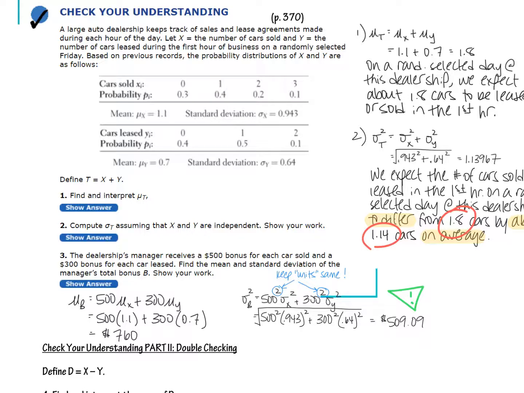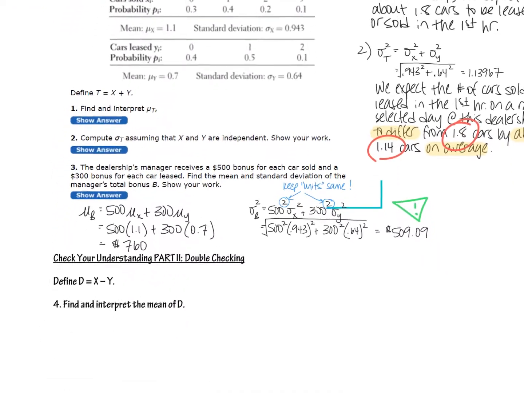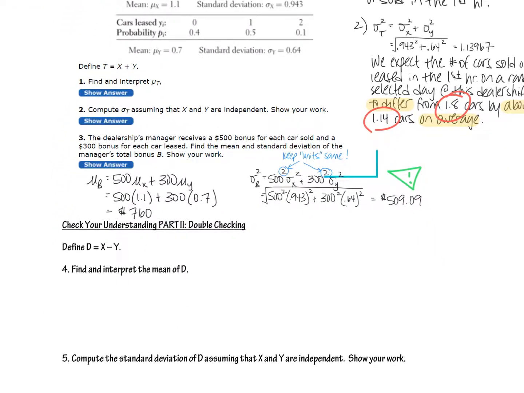So there's actually a continuation down here. The same exact problem dealing with the auto dealership and the cars leased and the cars sold, but this part is saying define D, I'm assuming D for difference, equals X minus Y. So think about what that would mean in context. That is the difference between the number of cars sold and the number of cars leased.